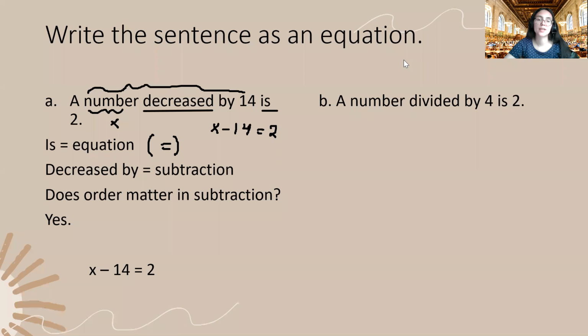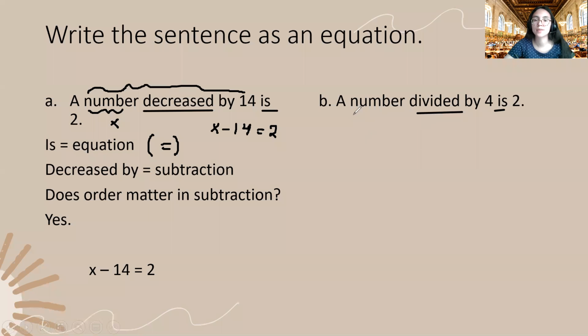I'm going to underline two things. I'm going to underline divided. One second. Where am I? Oh, so divided and is. Why? Because divided is telling me my operation and is telling me that I have an equation, that I have an equal sign somewhere. Okay, so I am going to show you.